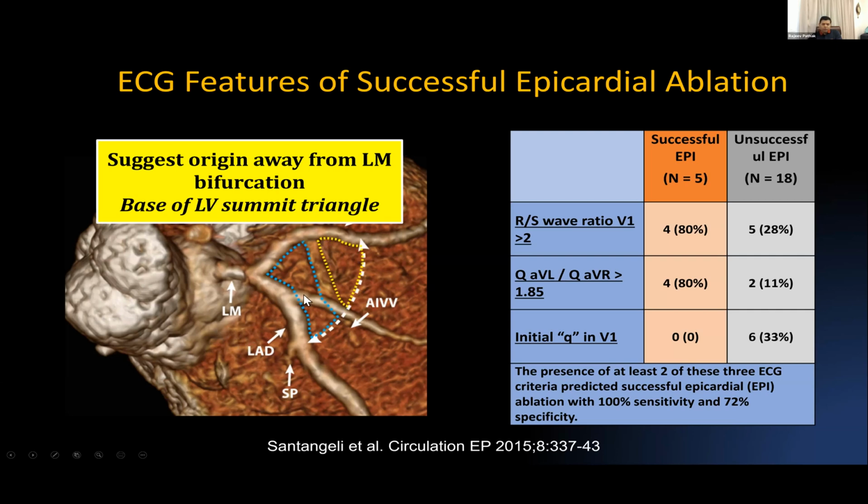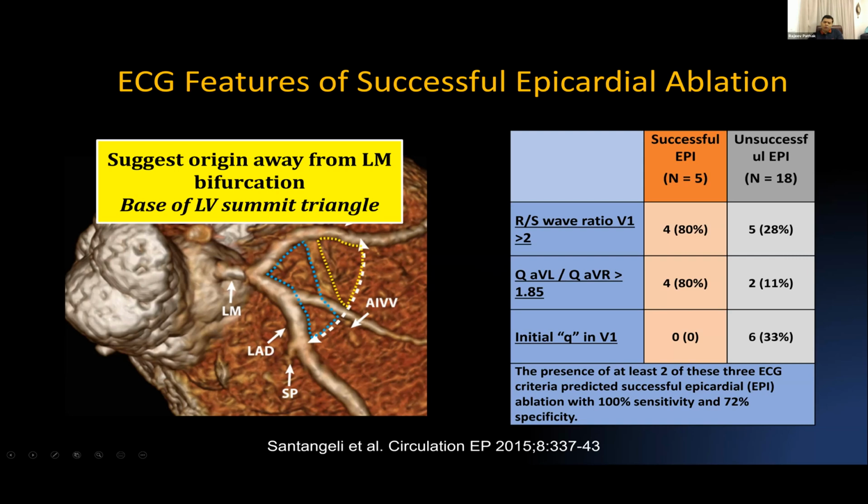So as we move more leftward, we get more AVL negative in comparison to the cases where the PVCs are originating from more rightward. In that case, AVR is more negative. So if you have AVL more negative, in those cases you'll be able to successfully ablate because you'll be away from the left main and LAD, whereas if it's AVR more negative, then it'll be less likely.